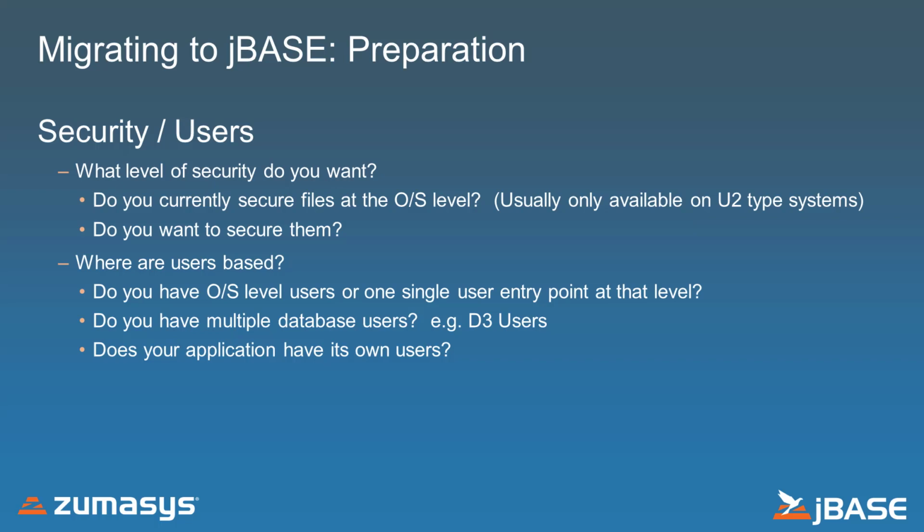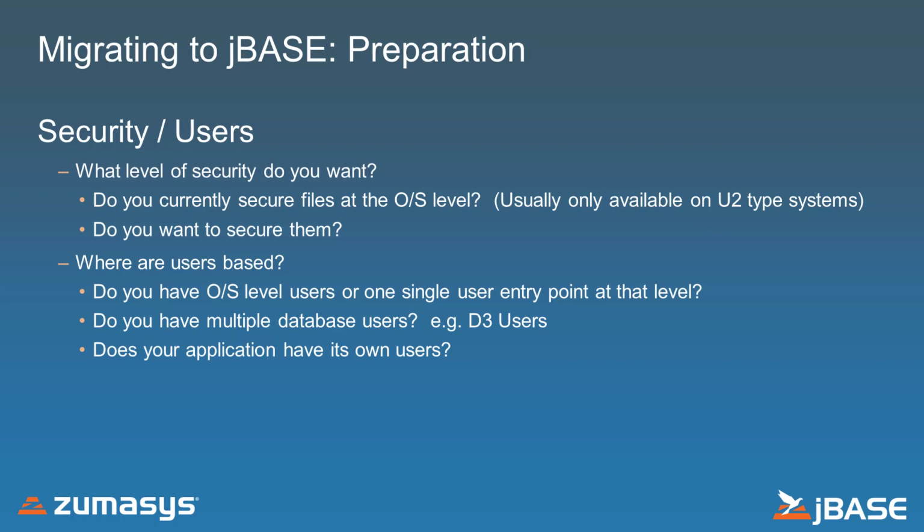The next thing is, what level of security do you want? Do you currently secure files at the OS level? I'm on a D3 system here, and that usually is only available on U2 type systems or Prime type systems, where D3 is a blob. In other words, it takes over the entire machine. So there really is no file security on a D3 machine.